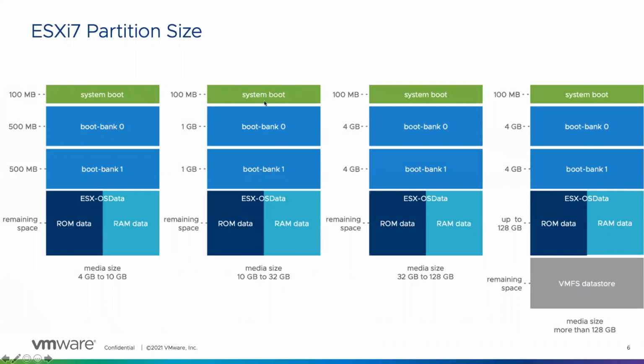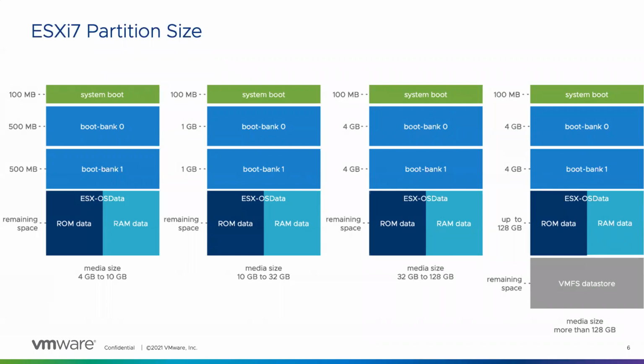The system boot partition is essentially storing your bootloader, and the boot bank partition stores the VIBs that you install on the ESXi host. These VIBs can be the core VIBs that come with your ESXi host as part of the VMkernel, or these VIBs can be from third-party vendors that are trying to integrate their solutions with the ESXi host. So the more solutions you install on the ESXi host, the more VIBs you are going to install, right? Having a large boot bank partition allows you to integrate third-party solutions as well as VMware specific solutions with the ESXi host.